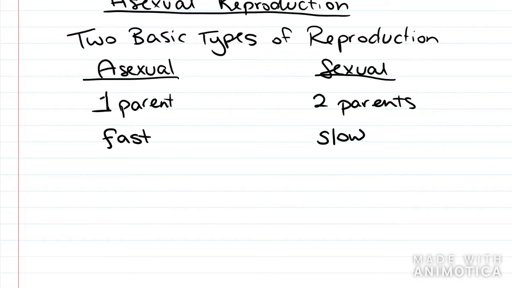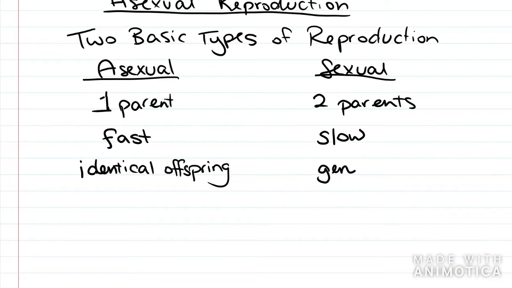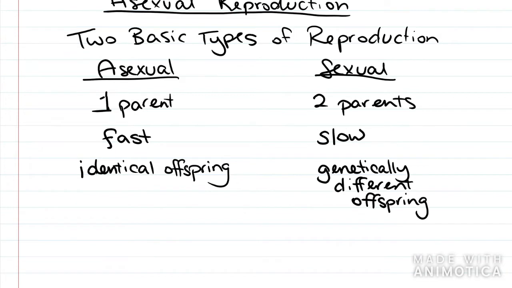Asexual reproduction ends up with identical offspring. They're basically little clones. They have all the same DNA, all the same genes. They look identical. They're identical offspring. Whereas sexual reproduction produces genetically different offspring. Think of you and your siblings or your friends' siblings. There may be similarities, but you're not identical unless you are identical twins, and even then, there can be some differences depending on the type.